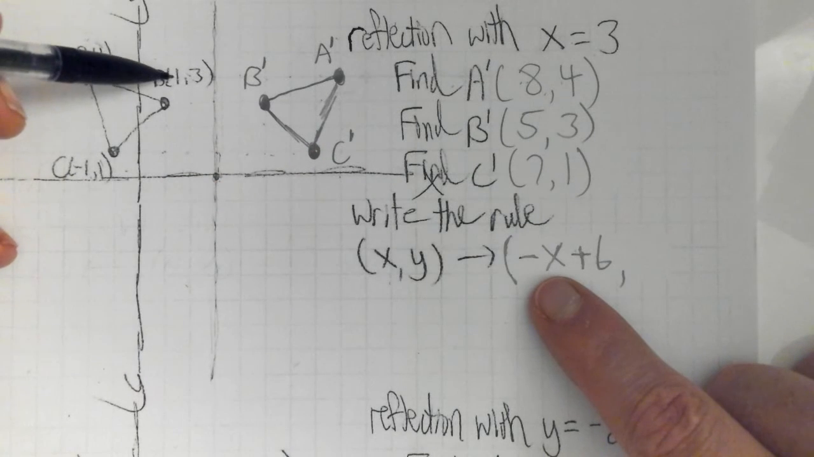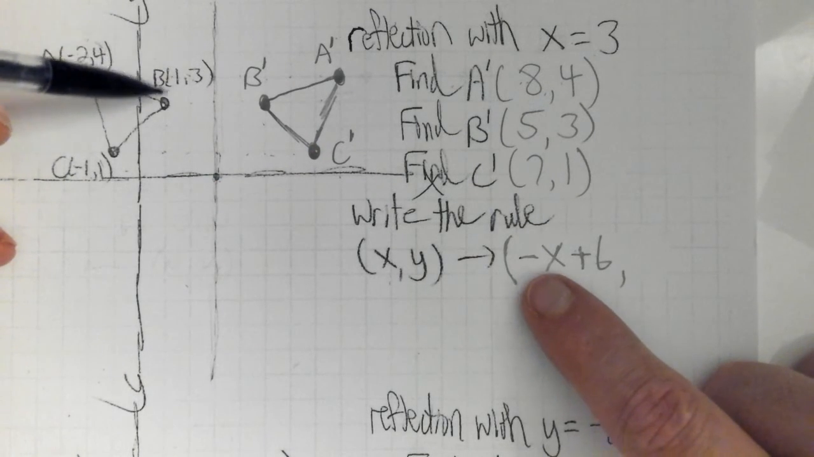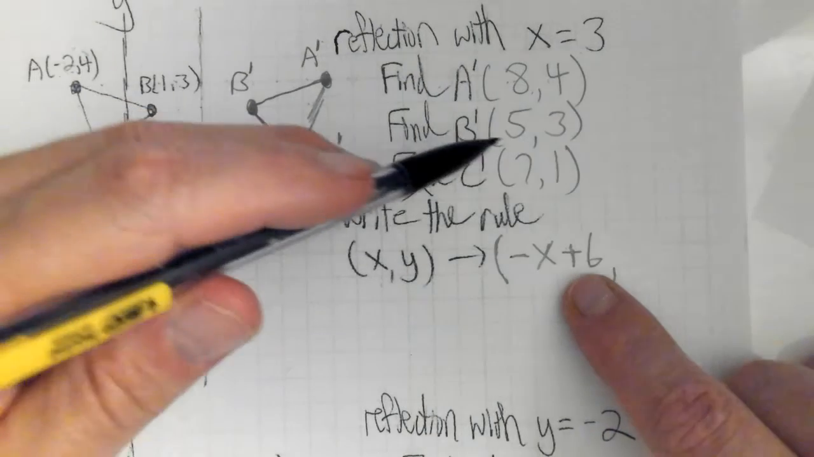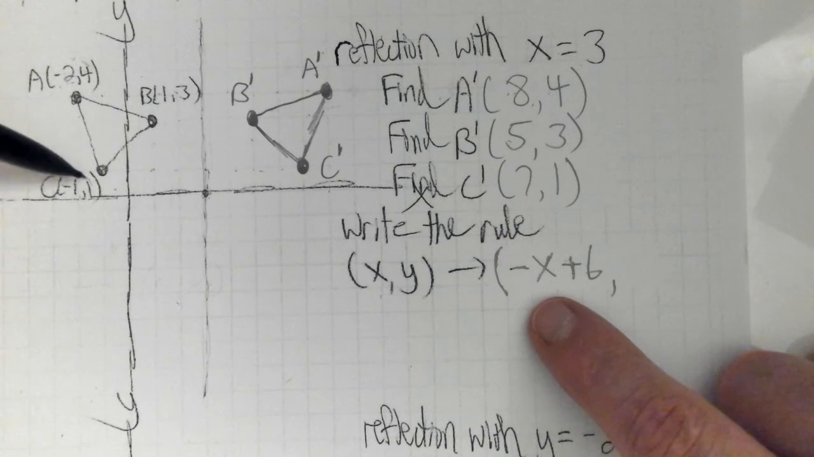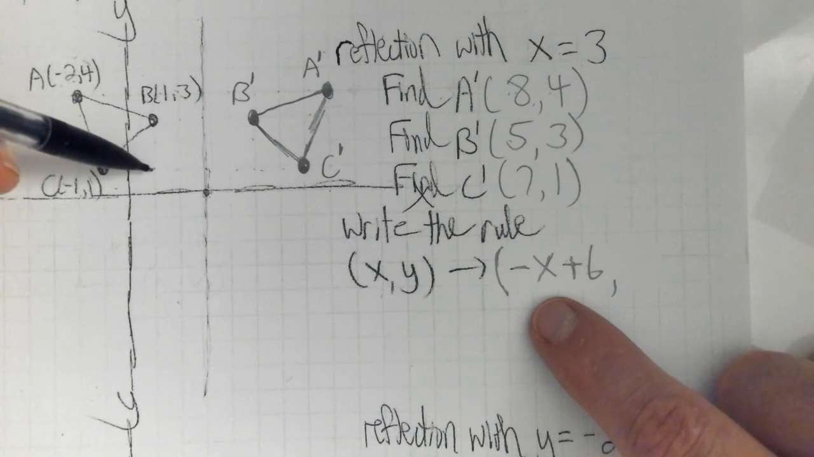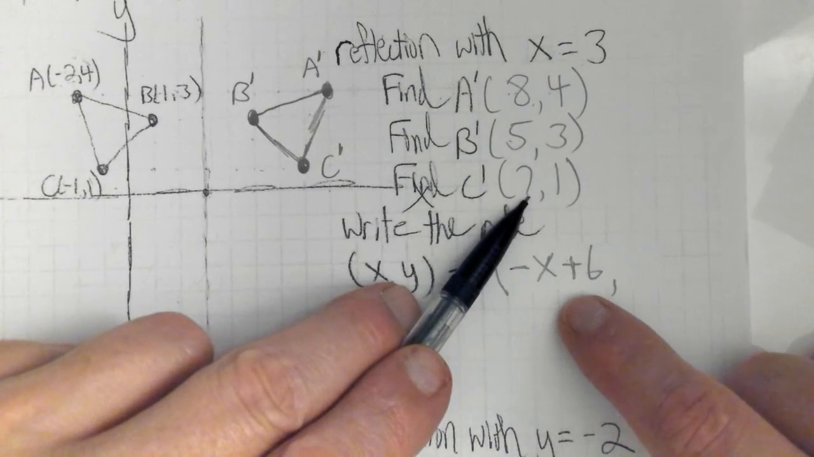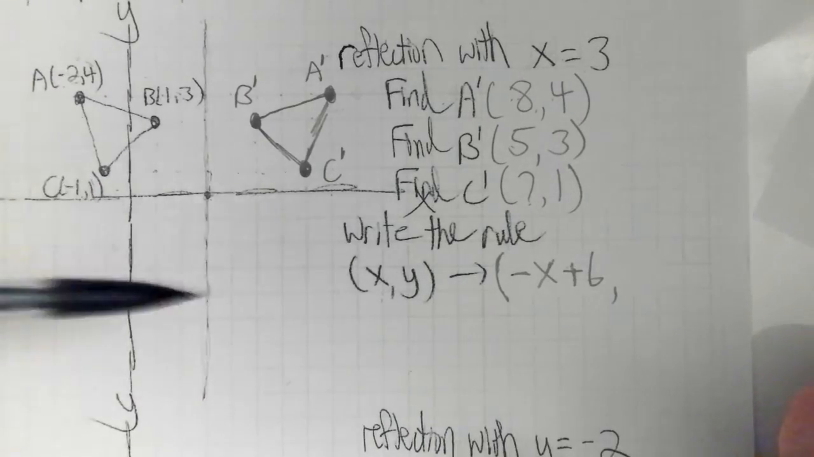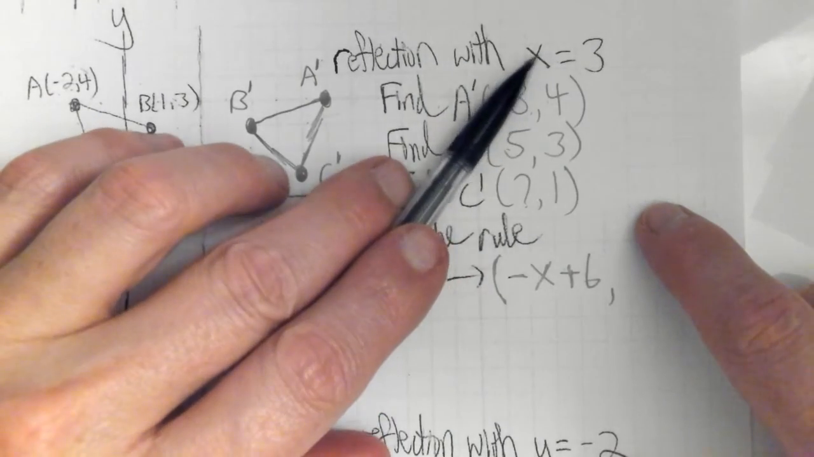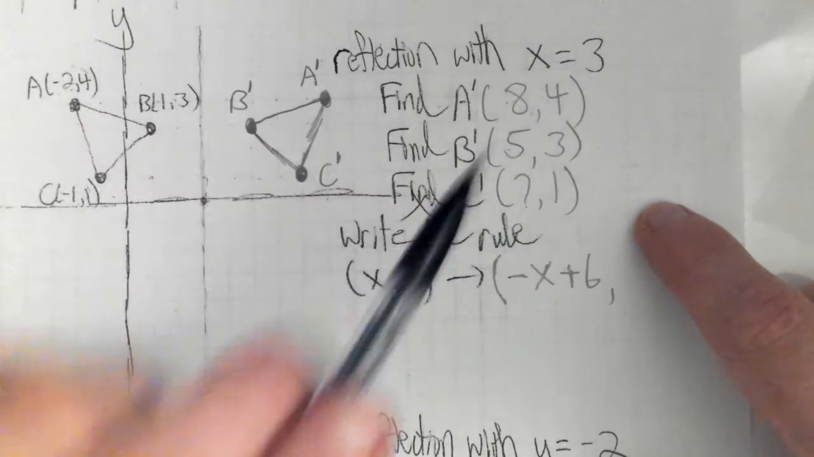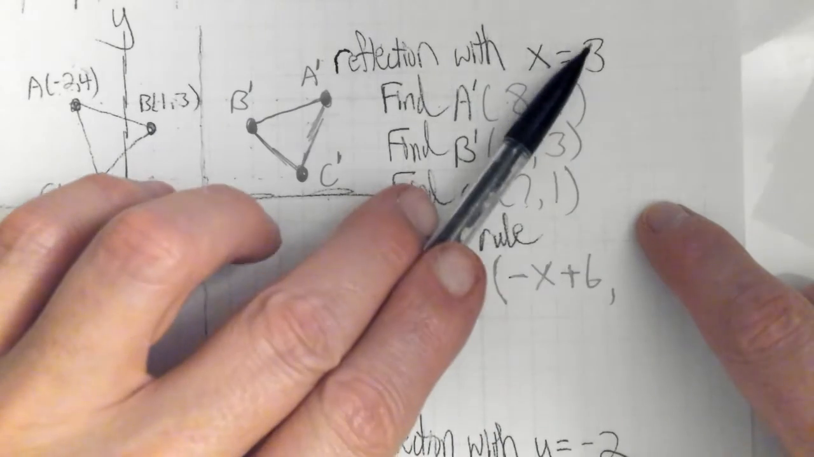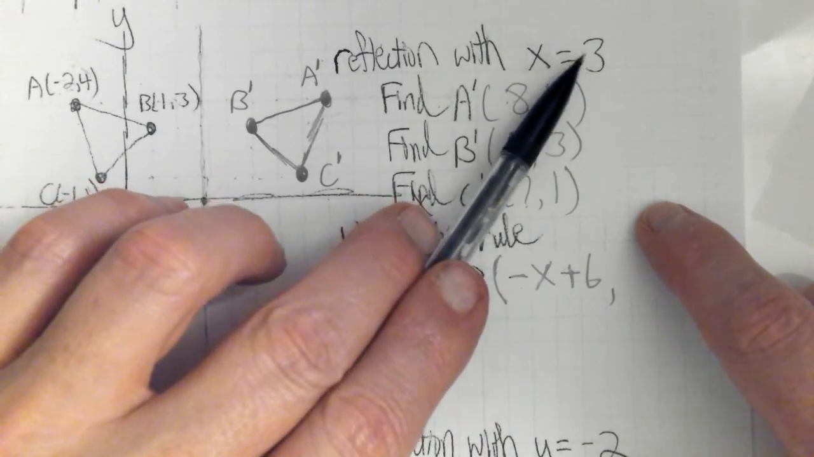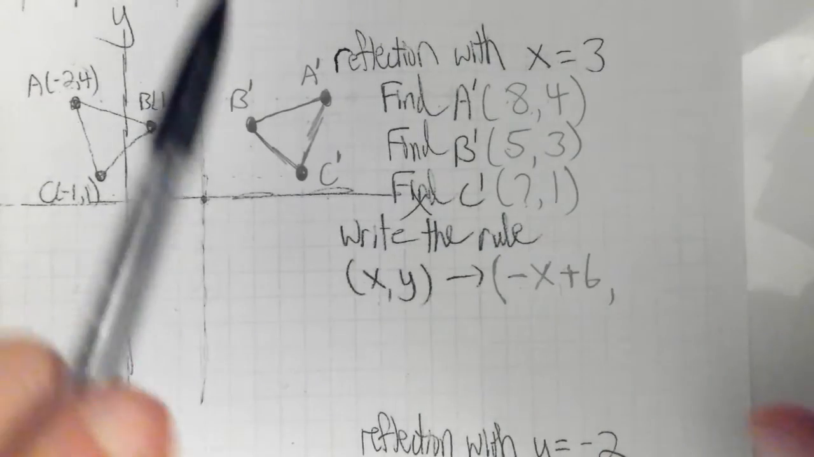All right, does it work for B? 1 changes to -1, and -1 plus 6 is 5. All right. Let's see what else. Here we've got -1. -1 changes sign to +1, and +1 plus 6 is 7. All right. So again, the rule when you have a reflection with a line x equals something, first of all, change the sign of the x in the rule, and then multiply this number times 2, and then add it back to it.